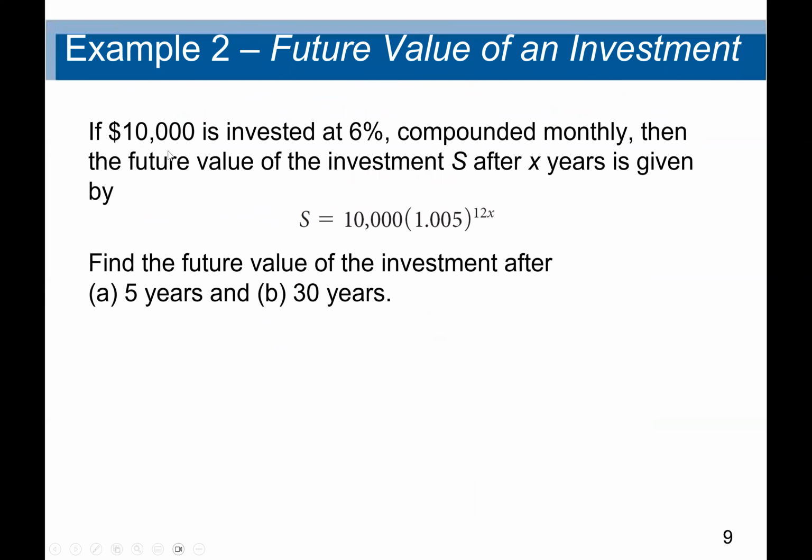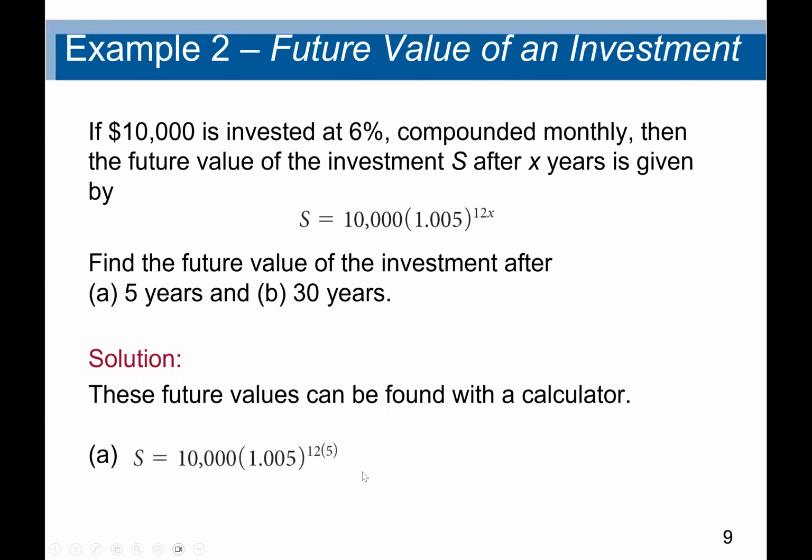The next example is we have $10,000 that is invested at 6% and is compounded monthly. Then the future value of the investment, S, after x years is given by the following formula. And we can see this formula is also an exponential function: 10,000 times 1.005 to the power 12x. Now the question says we should find the future value of the investment after 5 years and also after 30 years.